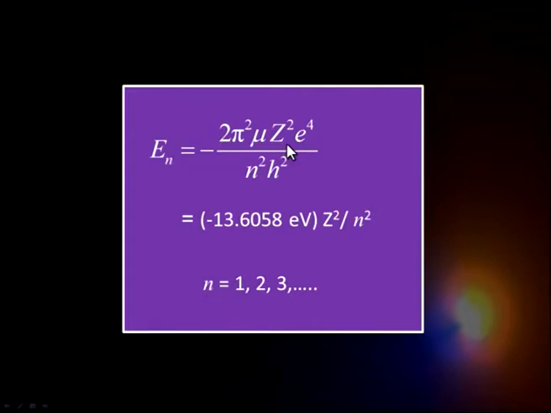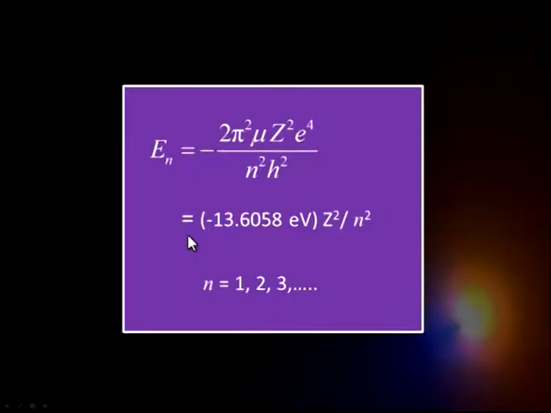For helium ion, it is 2. For lithium, it is 3, and so on and so forth. So, what I do is I just rewrite this expression by substituting the value of all the constants here and segregating Z and n terms. So, I get an expression equal to minus 13.6058 electron volt into Z square by n square. Now, that is a general expression for all the systems I have just talked about.